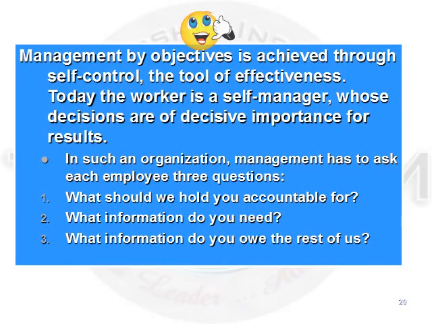Management by objectives is achieved through self-control, the tool of effectiveness. Today, the worker is a self-manager whose decisions are of decisive importance for results. In such an organization, management has to ask each employee 3 questions. 1. What should we hold you accountable for? 2. What information do you need? And 3. What information do you owe the rest of us?